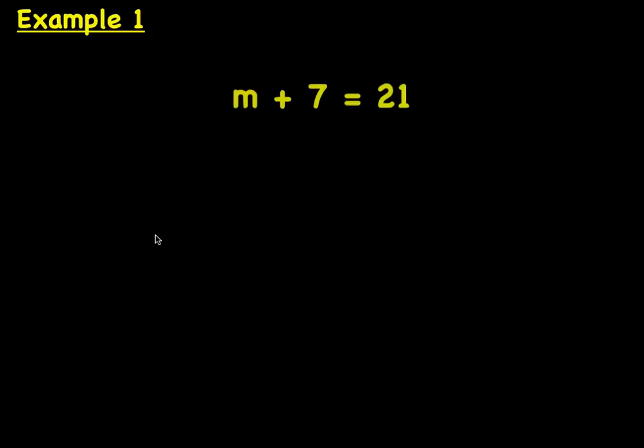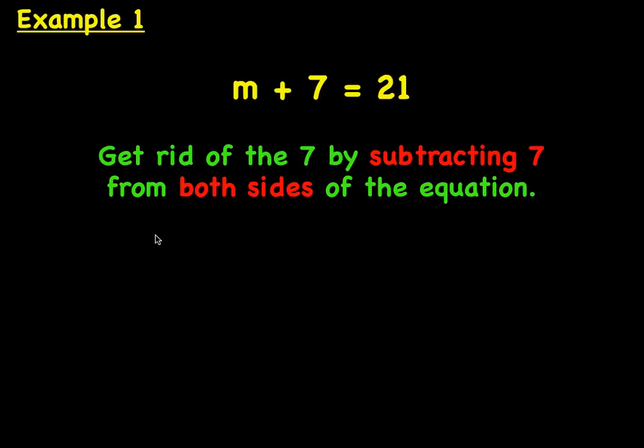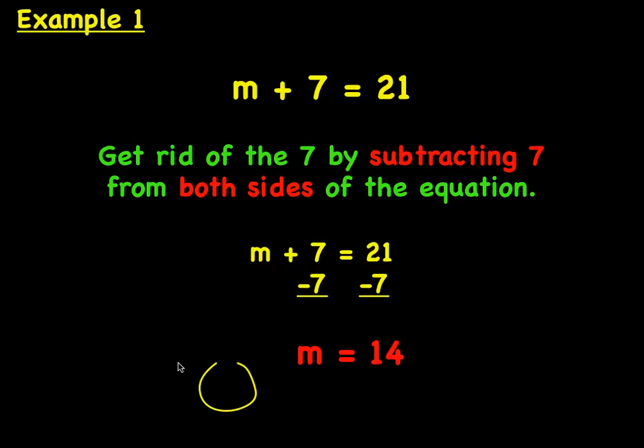So let's try an example. m plus 7 equals 21. This is an addition equation. So to get rid of the 7 and get m by itself, we need to subtract 7 from both sides of the equation to undo the addition. So we subtract 7 from both sides, and our answer is m equals 14. Positive 7 minus 7 gives us 0, which cancels these out. And on the right side, we get 21 minus 7, which equals 14.